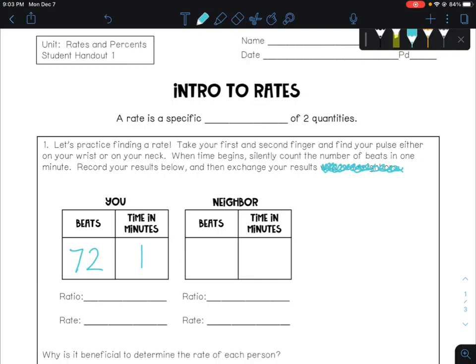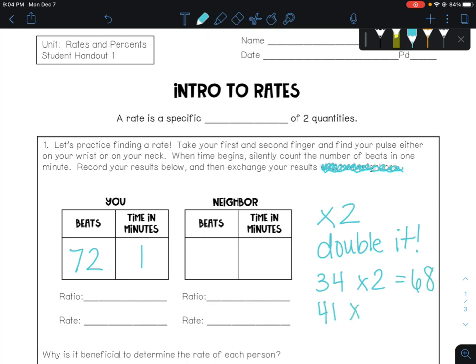Okay, that was 30 seconds, which is not quite a minute. So what you're going to do is take whatever answer you just counted to, and you're going to do times 2. You're going to double it. So for example, if you counted 34, you're going to do 34 times 2, and that's going to be 68. If you got 41, you're going to times it by 2, and that's 82.